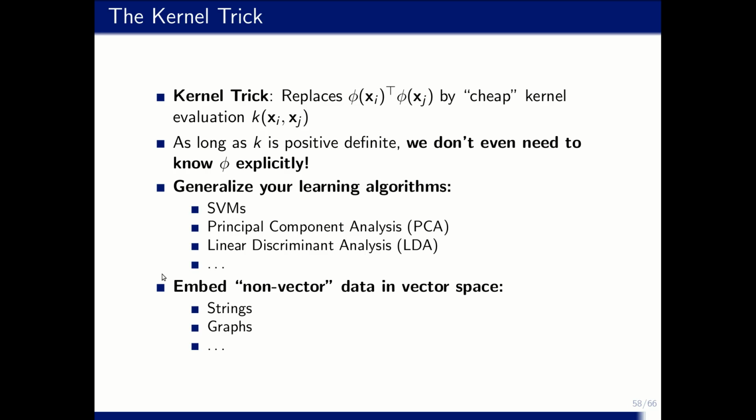And another nice feature of the kernel trick is that it also works with non-vector data. For example, support vector machines and many other algorithms work with input vectors like these xi's here. But what if your data is actually something like strings or graphs or other abstract objects where you don't really have a vector space? If you manage to define a positive definite kernel for these objects, you can now use this kernel and embed these objects in a vector space implicitly. This is another nice gimmick of the kernel trick.